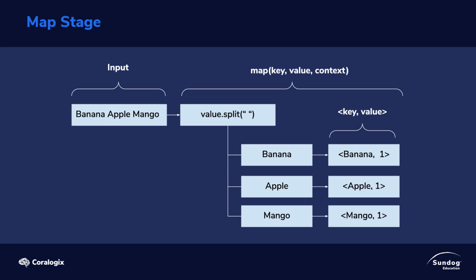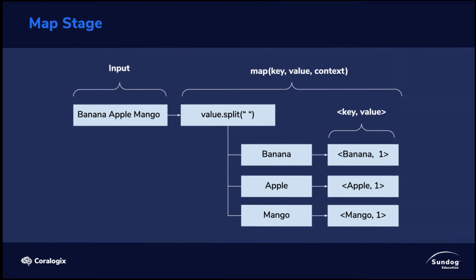Here, our key will be the word, for example, banana, and the value will be 1, indicating it's a single occurrence of the word. From the image above, we can see that for the first line, we get banana 1, apple 1, and mango 1 as key value pairs.